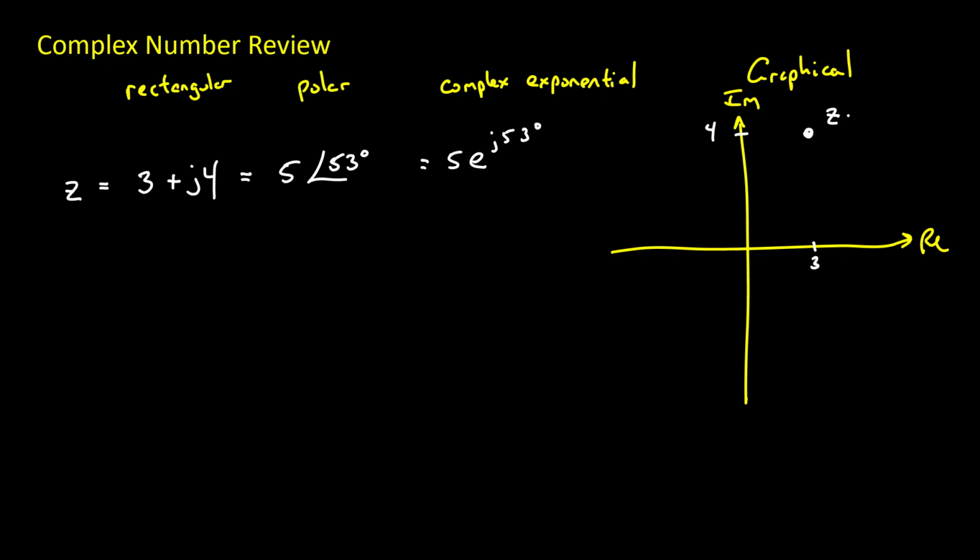One could also plot it graphically as a number that has an angle of 53 degrees relative to the positive horizontal axis, and it is 5 units away from the origin. So the graphical method brings together both the rectangular and the polar methods.